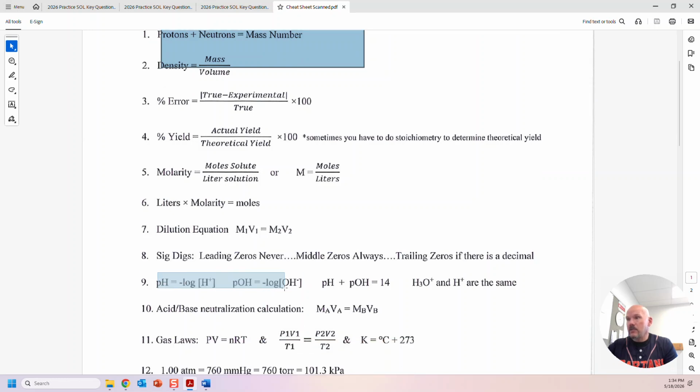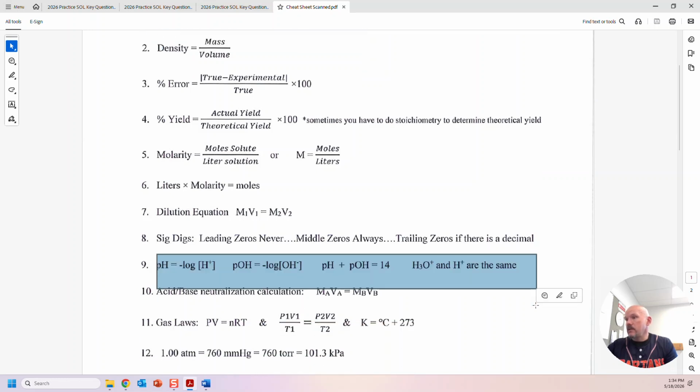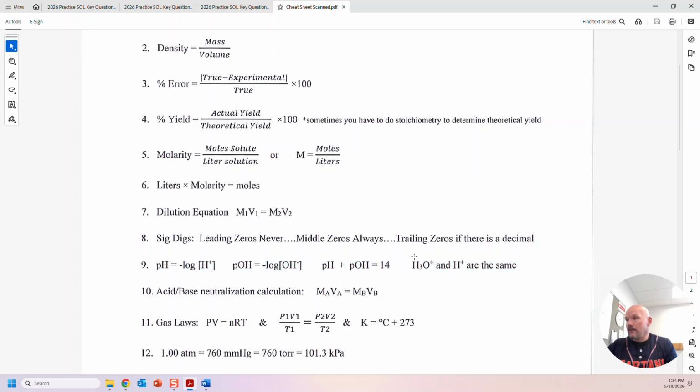You don't get the pH and the pOH equation and that they add up to 14. You have to know it. You have to know that this is hydronium and this is hydroxide, and hydronium and H plus are the same thing, right? This represents the molarity of H plus or hydronium. This represents the molarity of hydroxide, right?